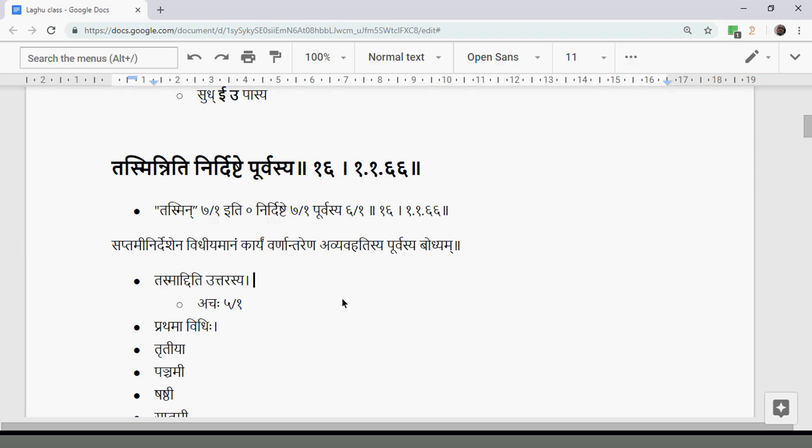And then there is tasmad iti uttarasya, also there is another sutra which says panchami nirdishte. If there is a fifth case showing, then the adesha is for the parasya. Whatever is following, immediately following the panchami, to that is the rule ordained, karya. Vidhyamanam karyam is varnantarena avyavahitasya parasya bodhyam. It will be for the next following, immediately following sthana, sthani, that will be the sthani.